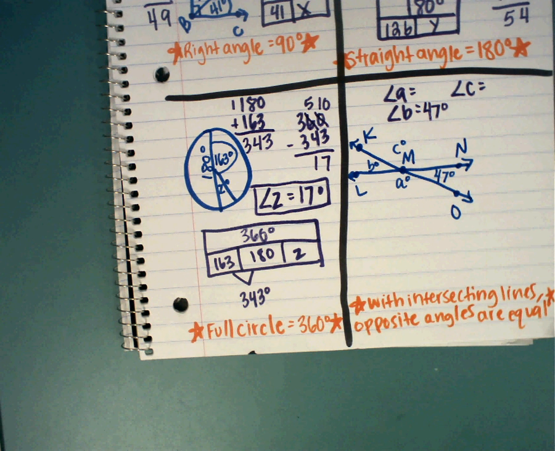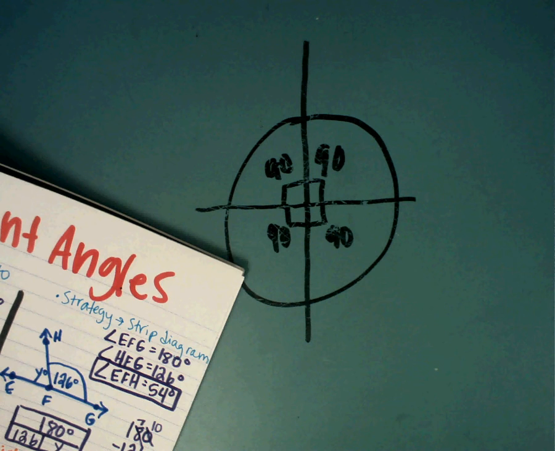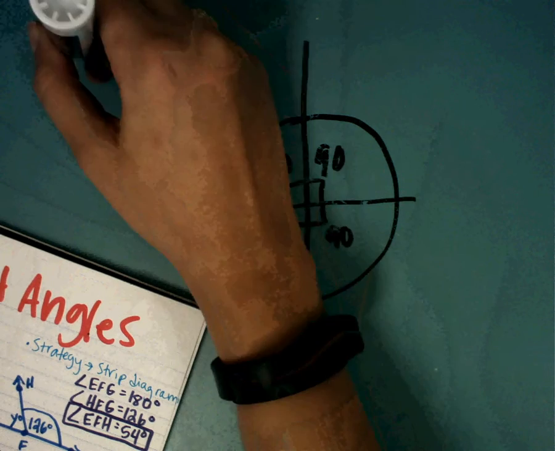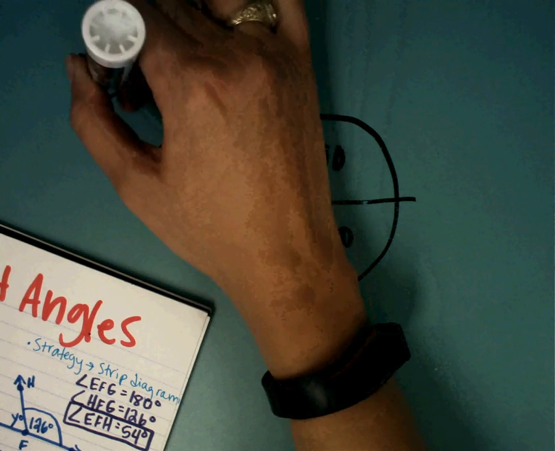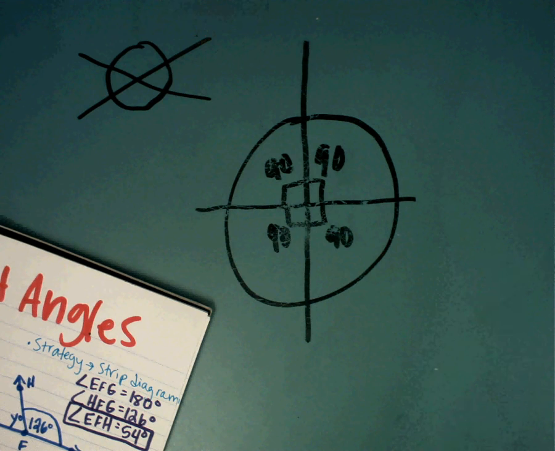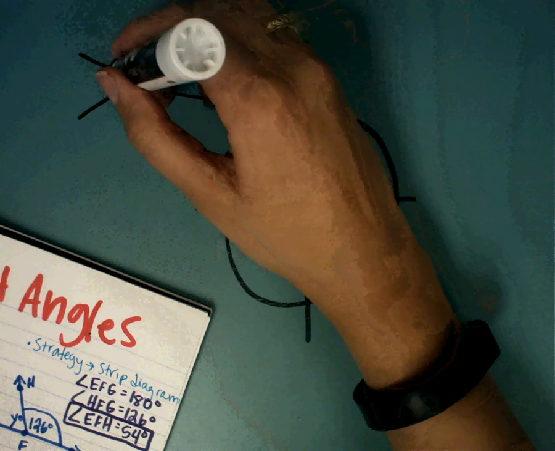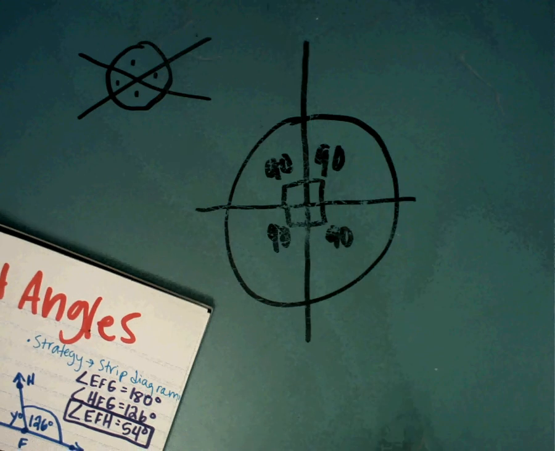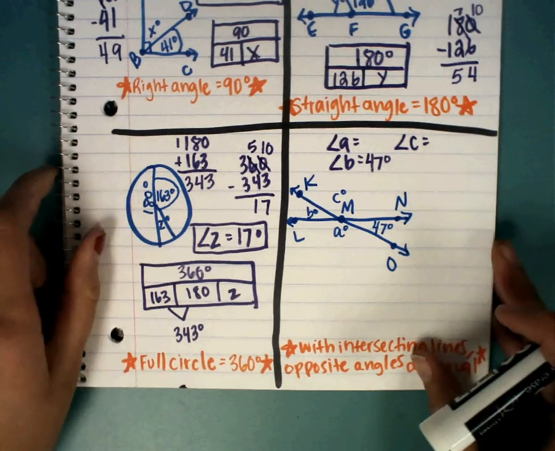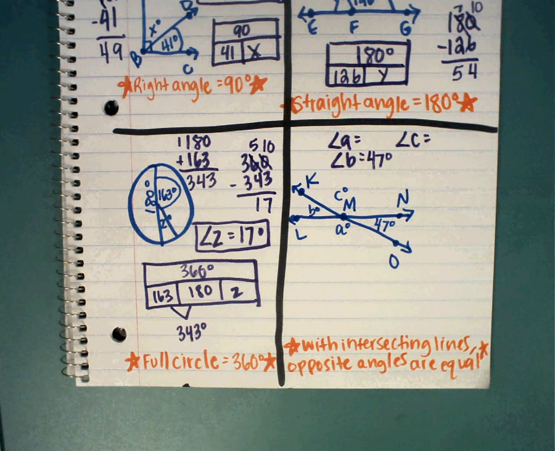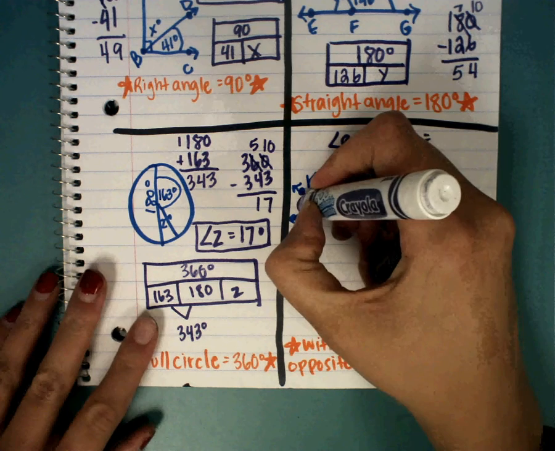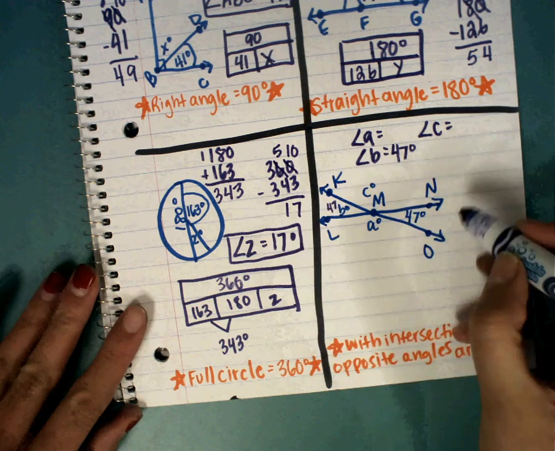Now, to find out the rest, we need to think about what shape this is in. If I were to put all of these angles together, what would they be? Look, watch this. If I put all those angles together, they're going to equal a circle. So this plus this plus this plus this should all equal what? 360 degrees. Okay? So let's make our strip diagram. Let's go ahead and label this 47.